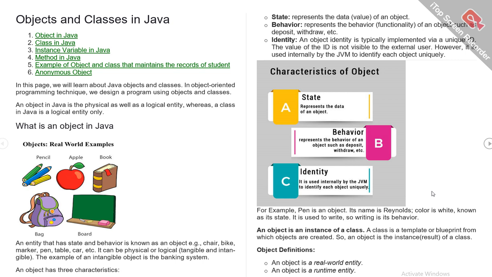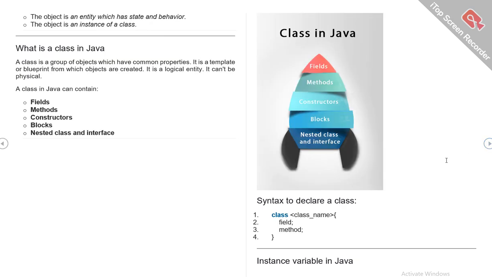An object is an instance of a class. A class is a template or blueprint from which objects are created. So an object is the instance result of a class. Object definition: an object is a real world entity and an object is a runtime entity. The object is an entity which has state and behavior. And an object is an instance of a class.